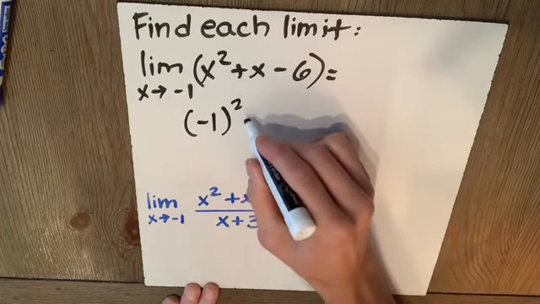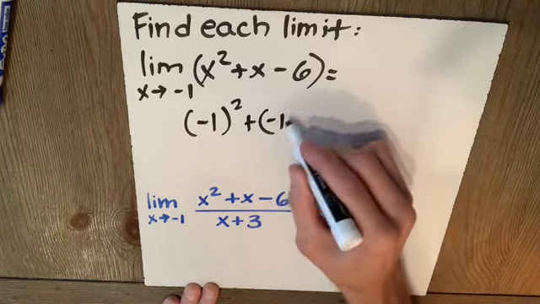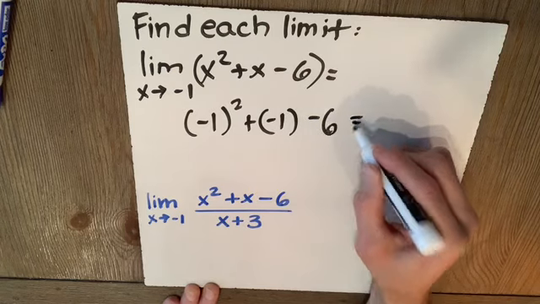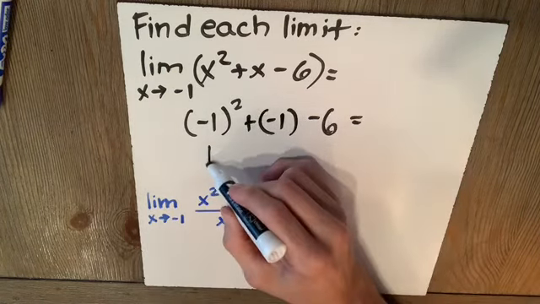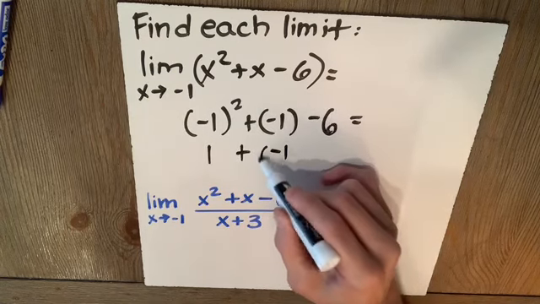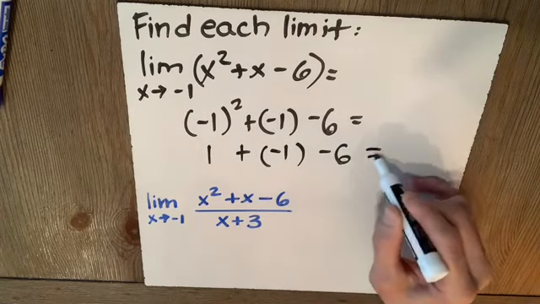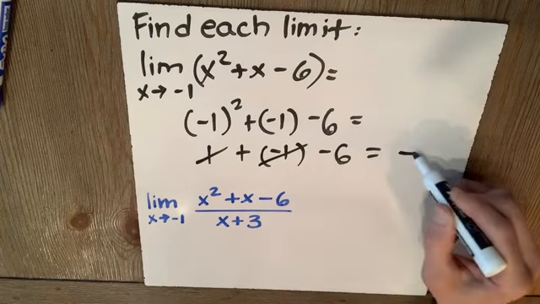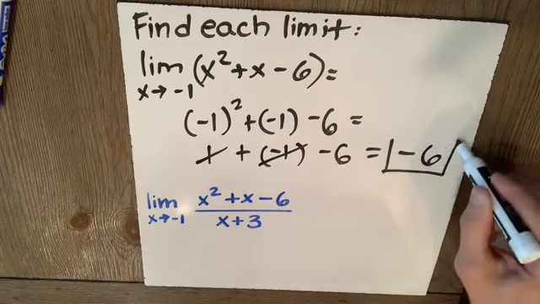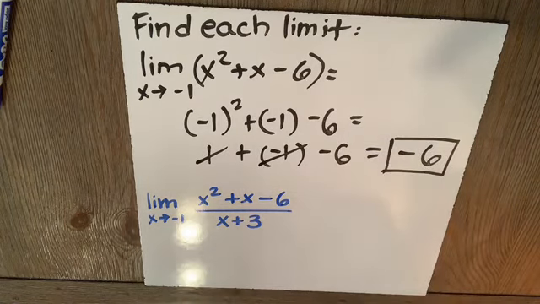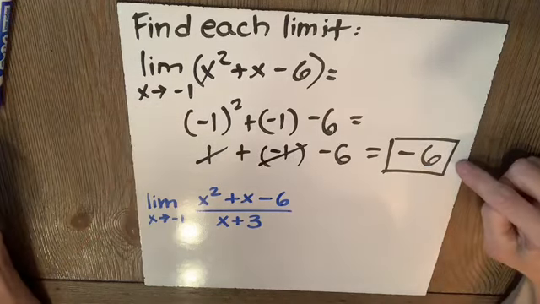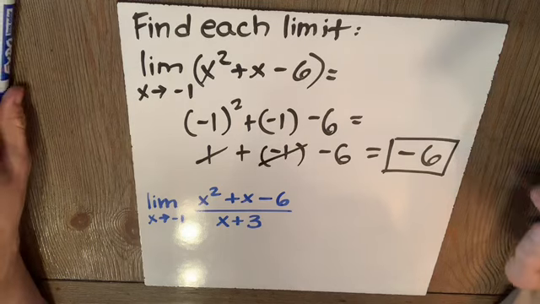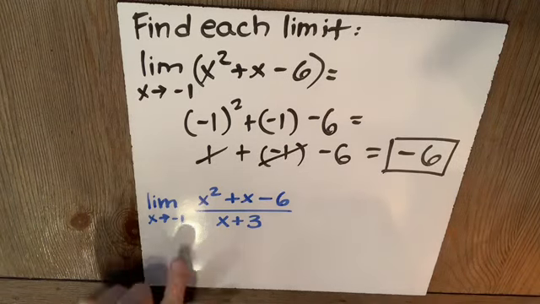Negative 1 squared plus negative 1 minus 6. Now, I realize from this that this is going to give us 1 plus a negative 1 minus 6. And these will go off to number heaven to leave us with negative 6. Now, if I did this graphically, I would see that as I squeeze in on x equals negative 1, the y is trending towards negative 6. That's what this means.